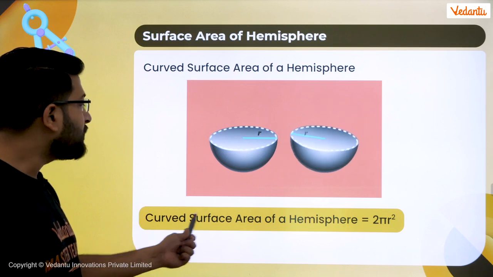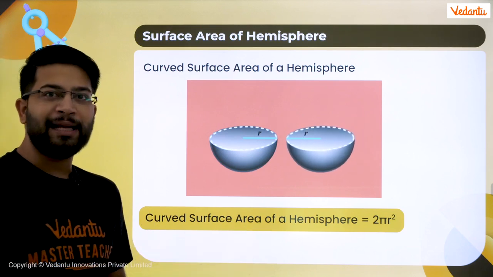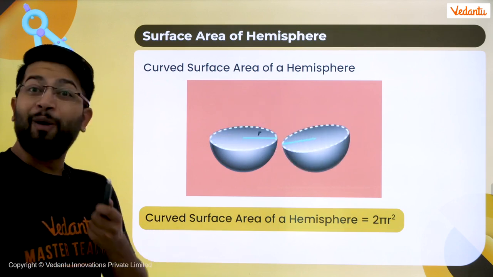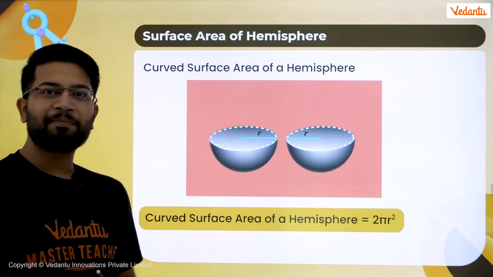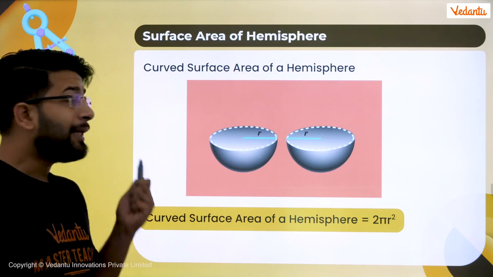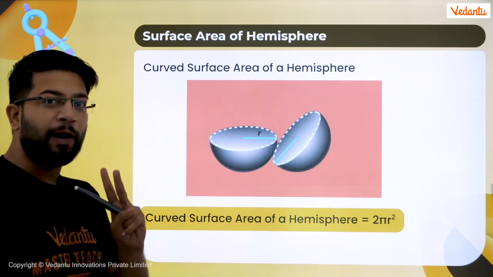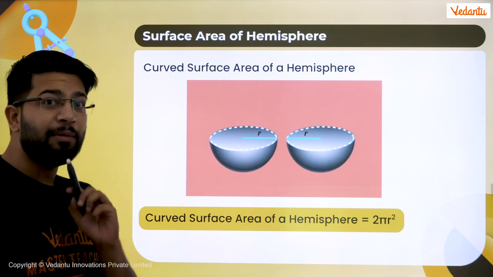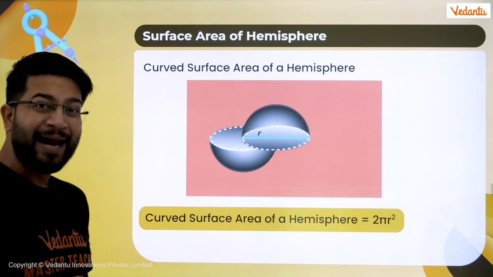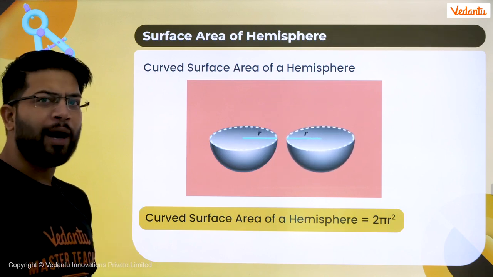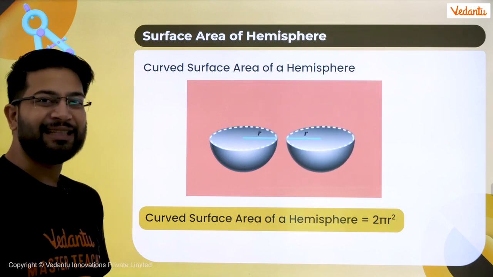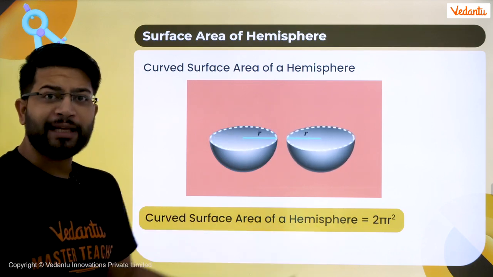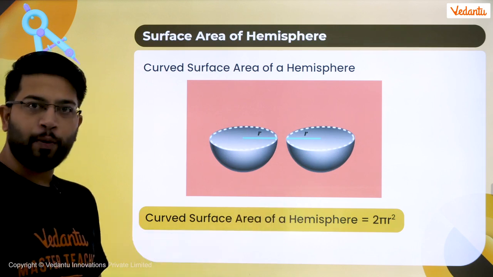Yes, curved surface area, only the curved surface area. But why are we talking about the curved surface area? Why are we not talking about only surface area? Because champ, after cutting the sphere into two equal parts, one flat circular base has emerged, as you can see over here. That is why in this one, we have to consider the curved surface area and the total surface area. So the curved surface area will be half of the surface area of the sphere, 2 pi r square.